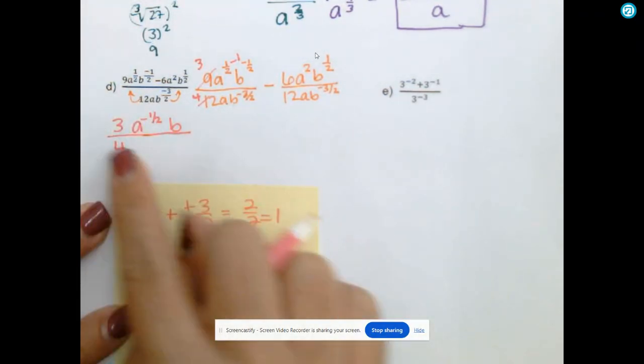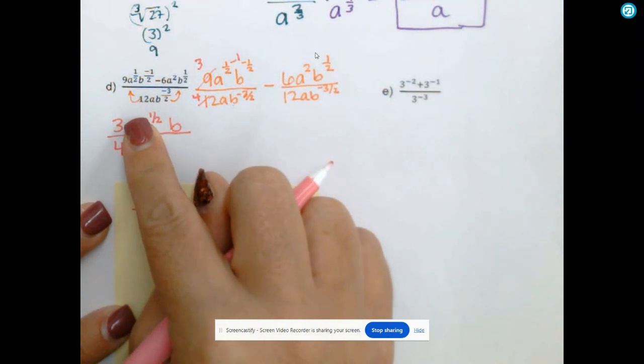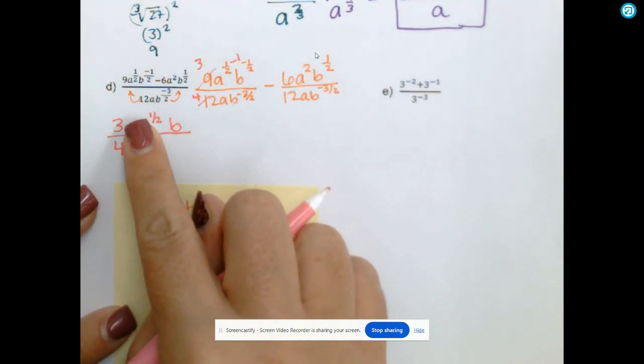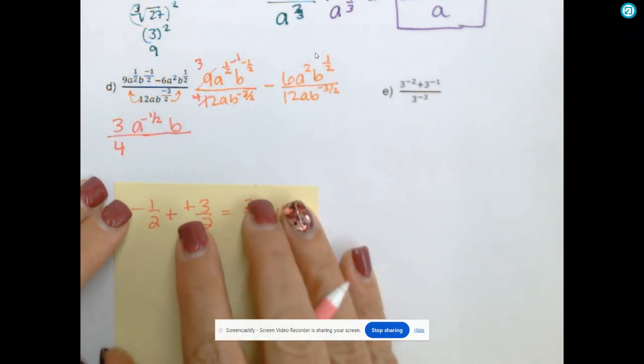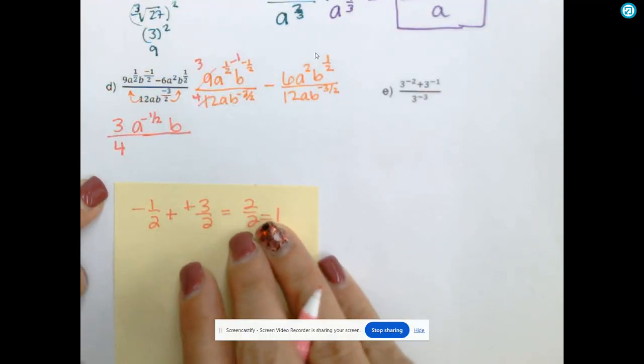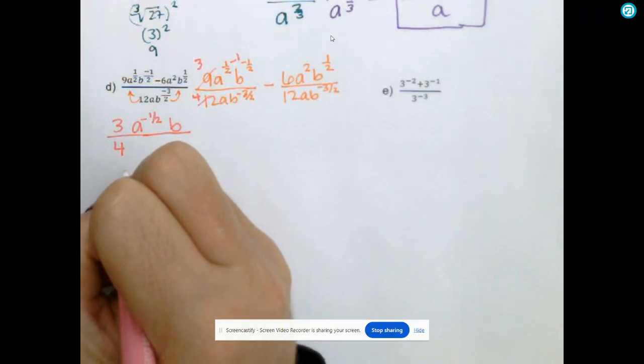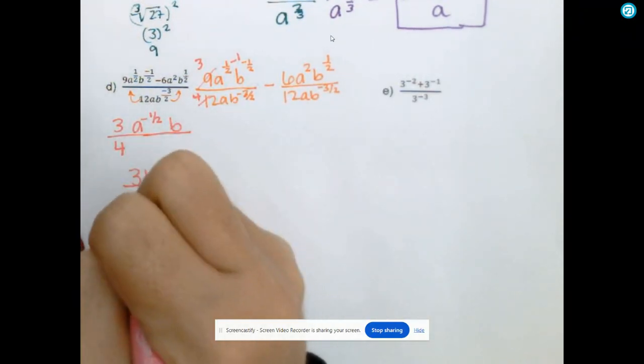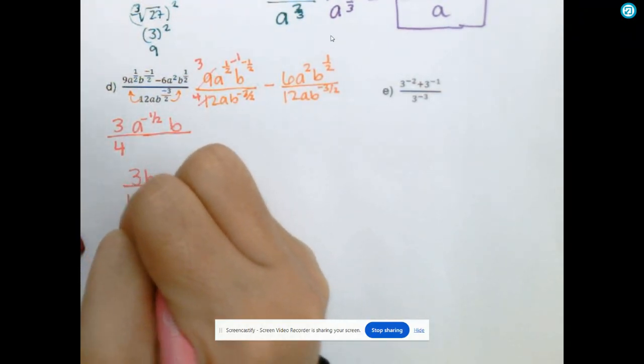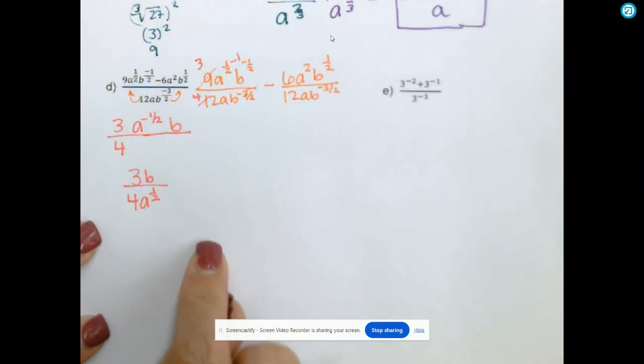All right, 4 is on the bottom. So this one right here is simplified to this point. The only thing I do need to do is get rid of that negative exponent, right? So we're going to go ahead and move him down. Then it's going to be 3b over 4a to the 1/2. We'll deal with the 1/2 here in a minute.